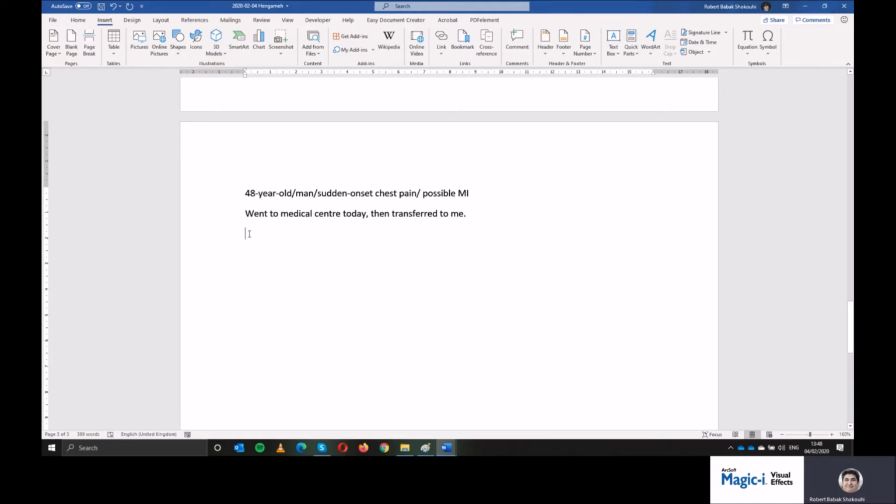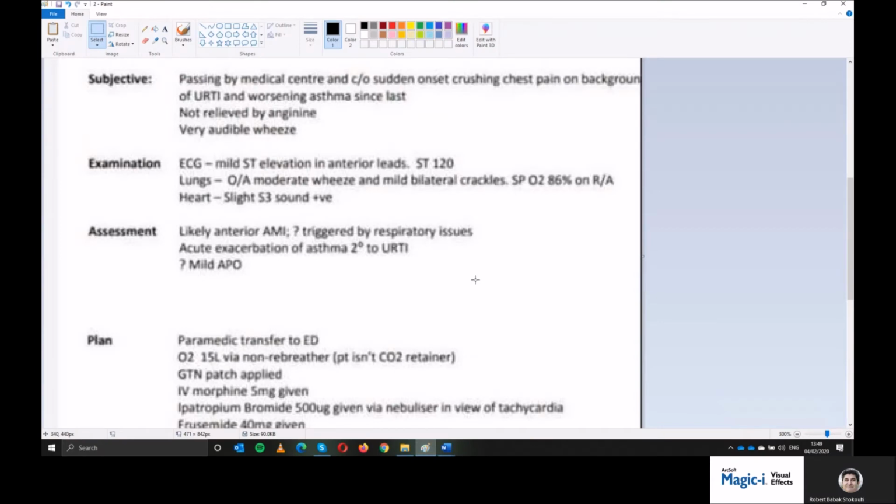Usually they say... Now, so you have a patient with sudden onset chest pain and possibly MI. He went to the medical center today, then was transferred to you. Now we don't have any other history. Does he talk to you? Is he saying anything? We don't know. The case note doesn't say more about this.